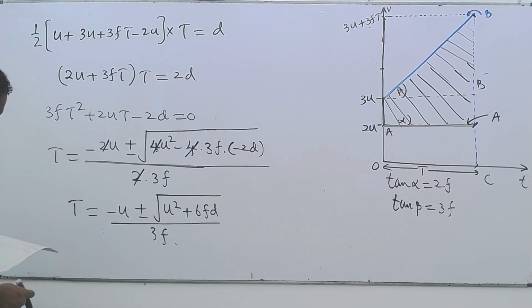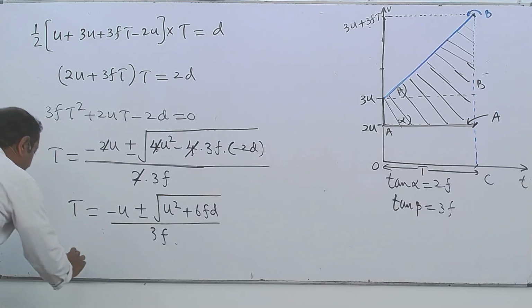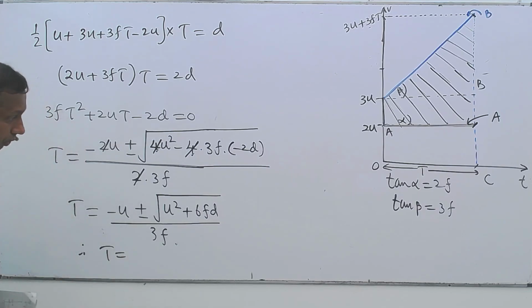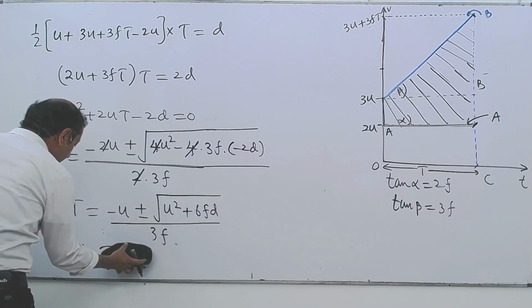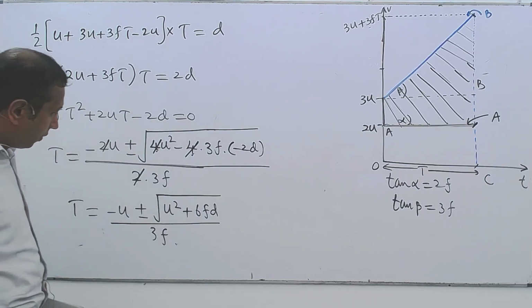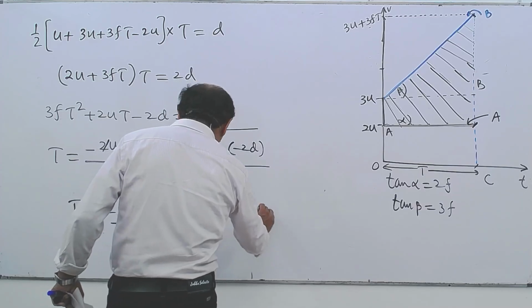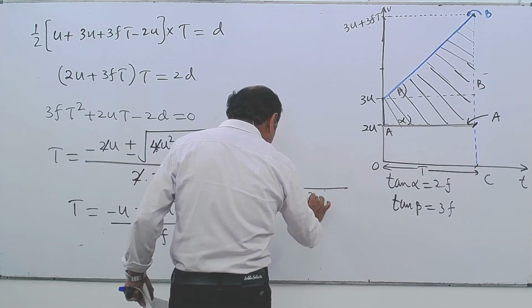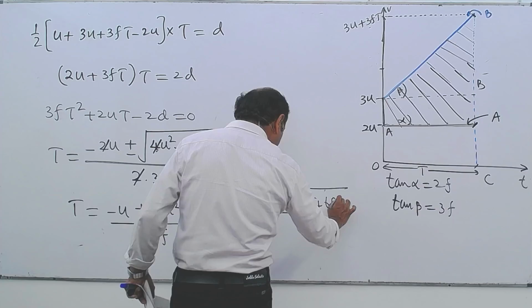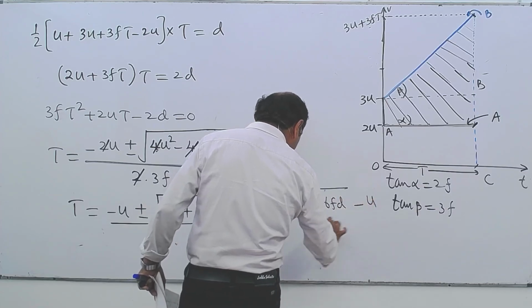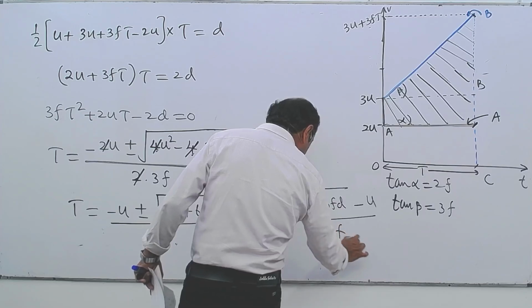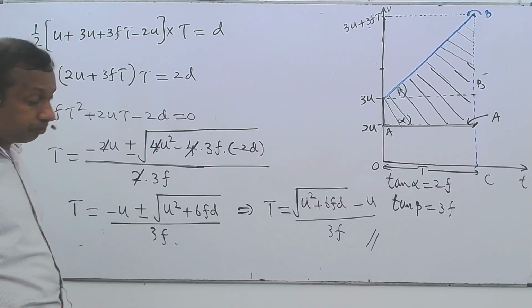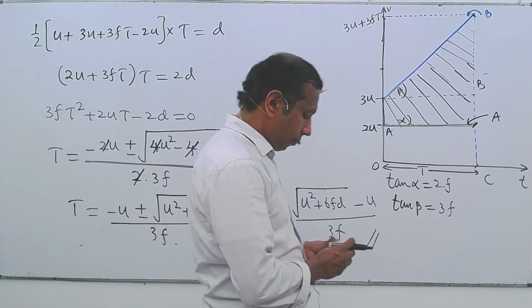Okay, then taking the plus sign we get the answer, no? Therefore t equals, taking the plus sign here, because if you select the minus sign, time becomes negative, which is not possible. Therefore t equals the square root of u squared plus 6fd, minus u, divided by 3f. Right, that is the time, you see, we get.